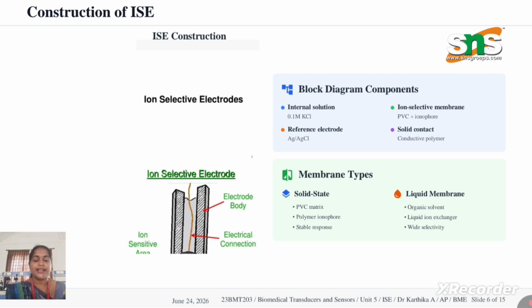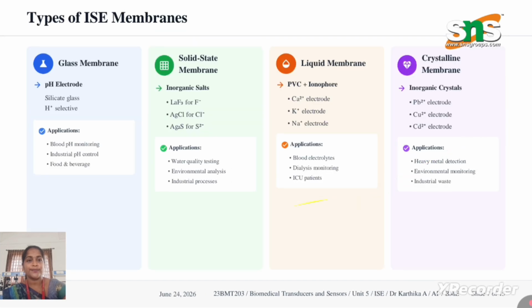See the ISE construction. We have block diagram components like internal solution, ion selective membrane, reference electrode, and solid contact. Here are membrane types, which involve solid state as well as liquid membrane. See the ion selective electrode. We have the electrode body, and in the middle we have the electrical connection, and the shaded areas are called ion-selective areas.